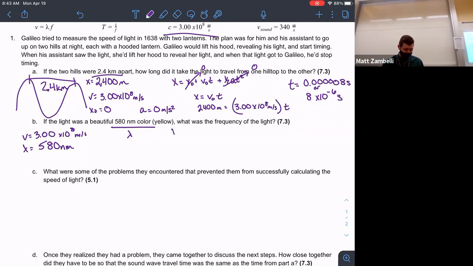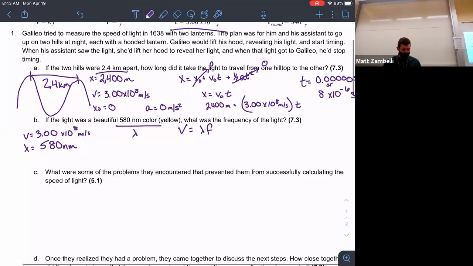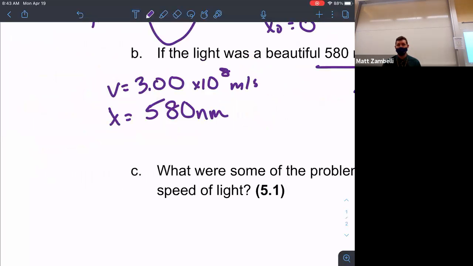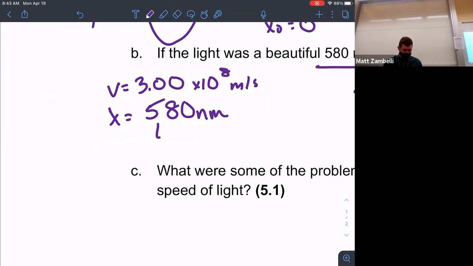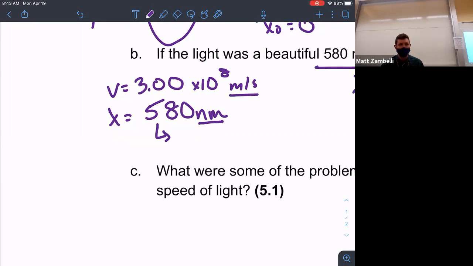We're going to use our wave speed equals wavelength times frequency equation. There is just one issue I have with those two variables that we already know. Does anybody see an issue with either of these? Gotta convert it to meters. We got to convert this to meters first because we have meters per second up here. We need meters down here.